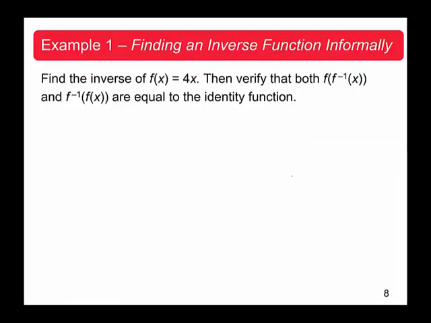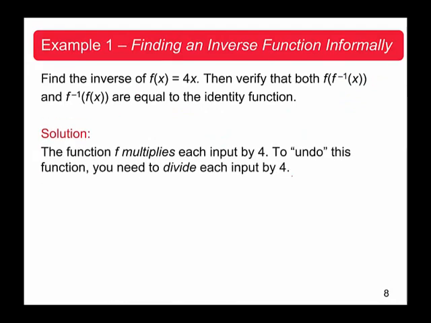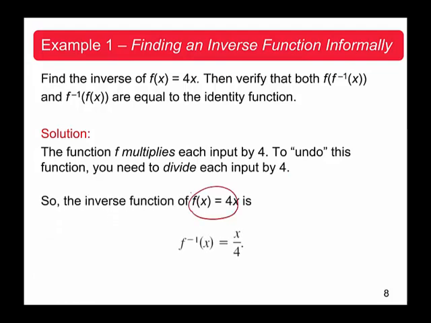And if you want to find the inverse of f of x equal to 4x, we also want to verify that f composed with the inverse, and the inverse composed with the original function f of x, equal the identity function. The function f multiplies each input by 4. To undo this, you need to divide each input by 4. So we come up with the inverse function of this.